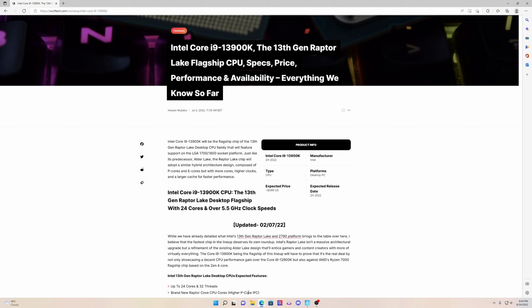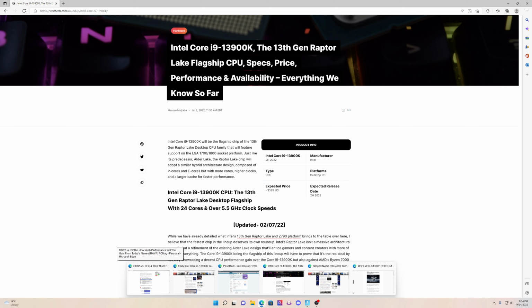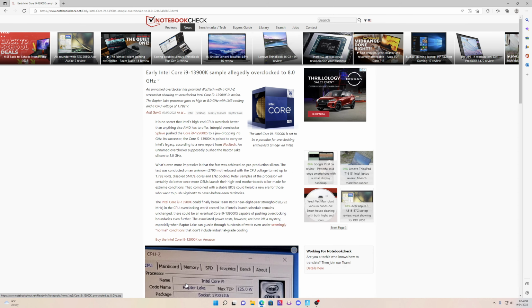So I'm just letting you guys know, instead of waiting around for the 4090, what I would recommend is go for this Intel 13900K. Save your $2,000 for this. Forget about throwing $2,000 on a 4090 Ti, which isn't really going to make much of a difference. So that's what I would do. And just to let you guys know, this CPU has been overclocked to 8 gigahertz. As you could see, it was already tested by an unnamed overclocker. So this thing is going to be very, very fast.